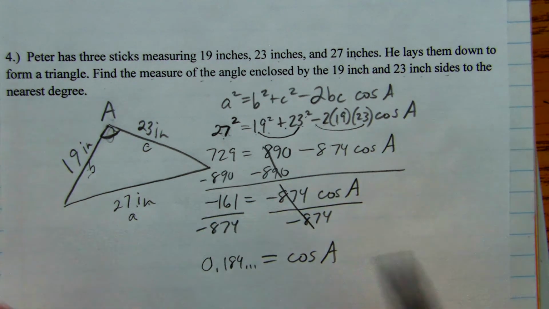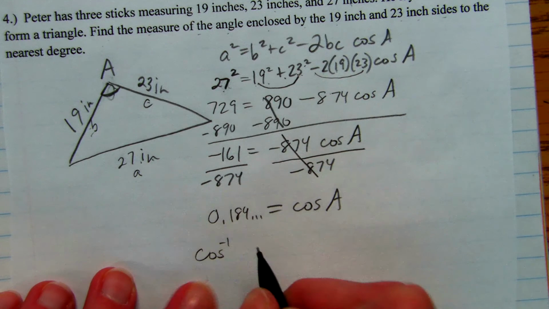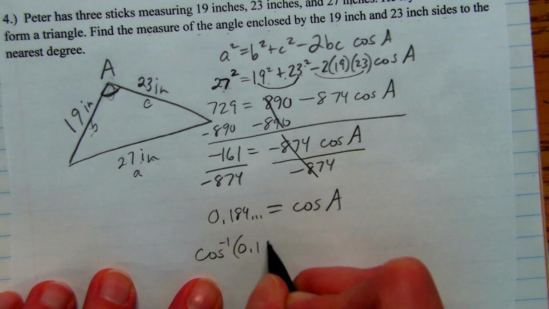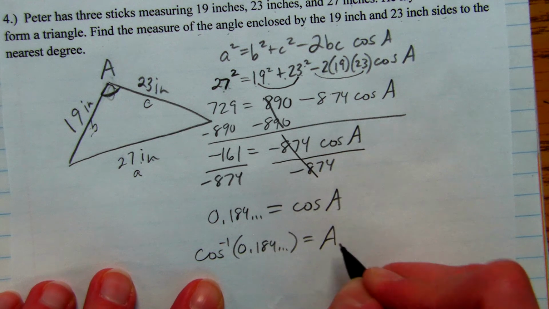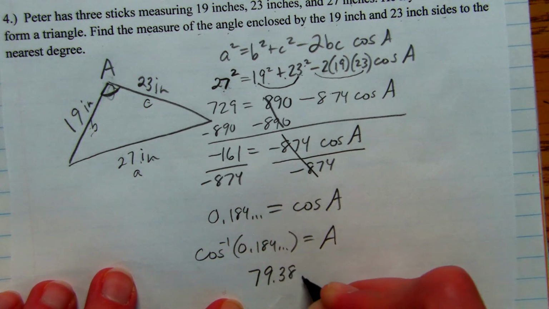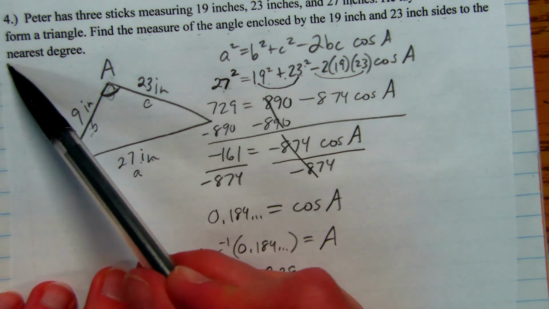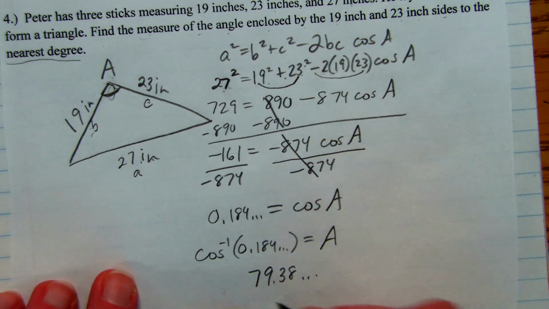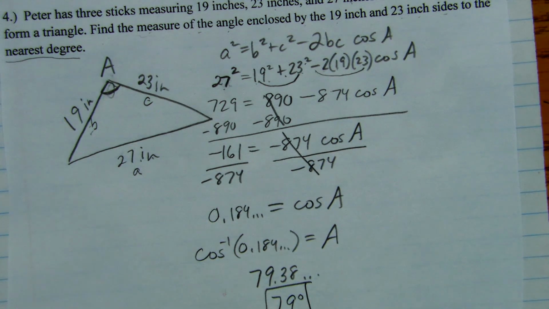So how do we actually get the angle? Cosine negative 1. Yes, so that's called inverse cosine. So you'll put in that number, whatever it is, from your calculator, and that'll give us A. It comes out about 79.38, blah, blah, blah. It says they want us to find the measure to the nearest degree, so we'll just round that off to 79 degrees for the final answer.